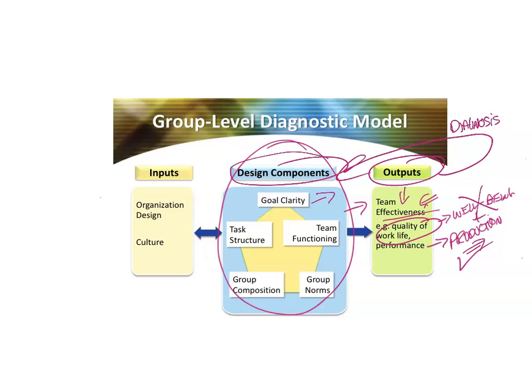Are the goals clear? Is this task structure working well for this team? Is the team functioning the way it needs to? Are the norms supportive of team effectiveness? Do we have the right people on the team? Think of any team you've been on. Doesn't matter whether it's been university, college, work, volunteer, sports, whatever it is. These 5 elements come up over and over and over again and tend to be where we need to look to understand where an organization change opportunity might exist.